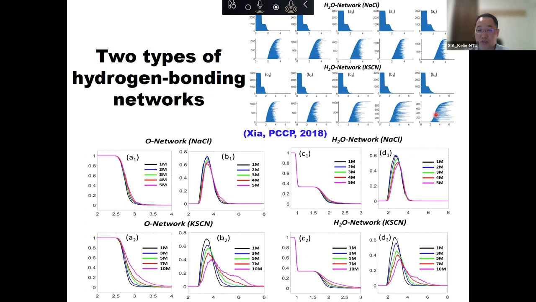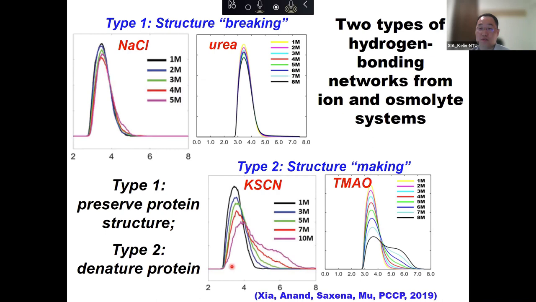To see it more clearly, we again check the Betti curve. So for NaCl, with the increase of concentration, there is only a slight decrease of these peak values. But for KSCN, there's a dramatic decrease of the peak value and then an increase here. Actually, this is not a unique situation for these two ions. So the NaCl and the KSCN contribute differently in their biological functions.